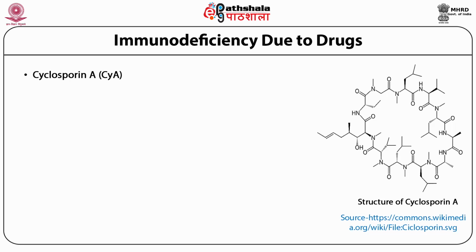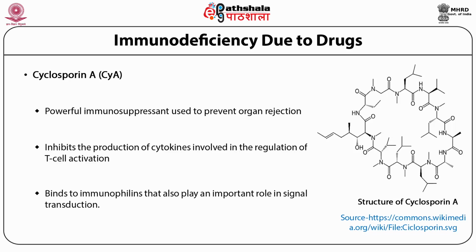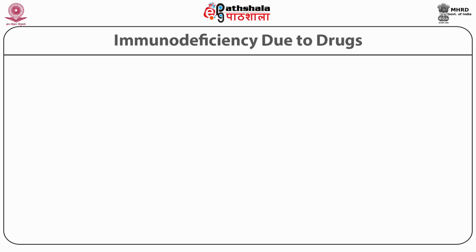Cyclosporine A, or CYA, is a powerful immunosuppressant that is used to prevent organ rejection. It inhibits the production of cytokines that are involved in the regulation of T cell activation. Cyclosporine A binds to immunophilins that also play a very important role in signal transduction.